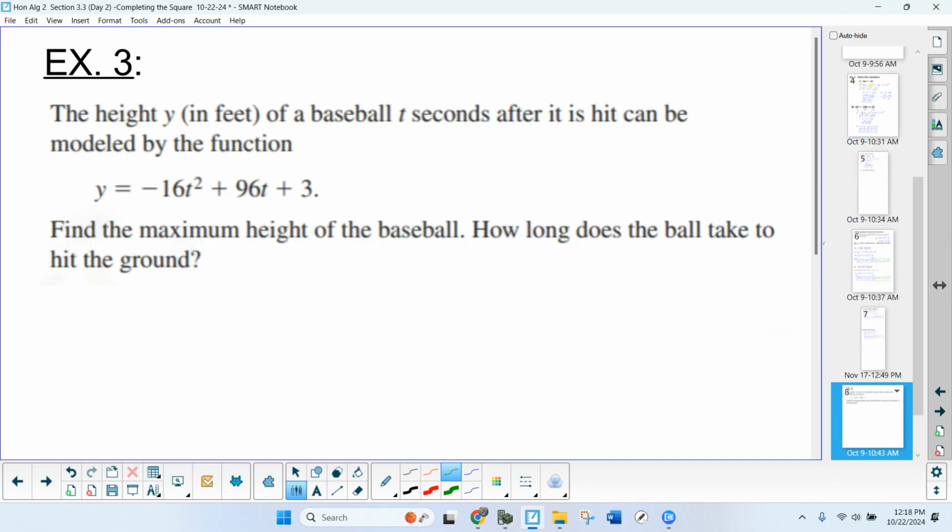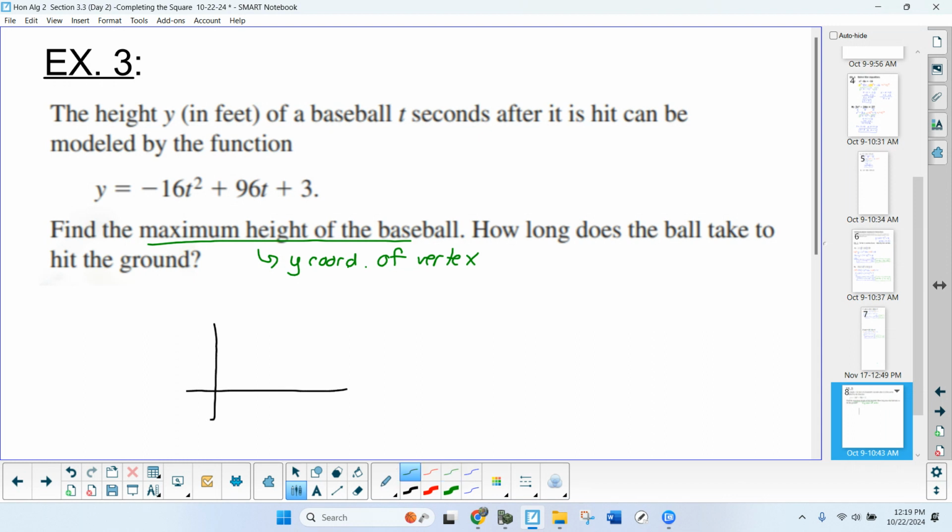Okay, word problem. Is there a word problem there? Okay. The height of a baseball, t seconds after it's hit, can be modeled by this function: negative t squared plus 96t plus 3. Find the maximum height. How long does it take it to hit the ground? Now, some of you are like, how long does it take it to reach the maximum height? What do we call that? The y coordinate of the what? Vertex.